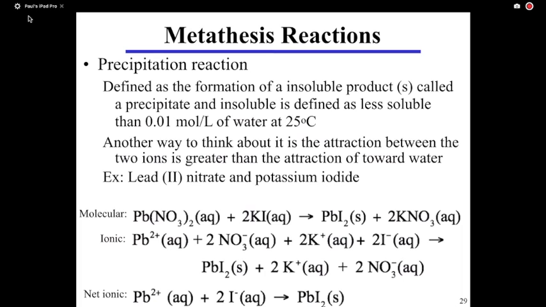Okay? The other way to think about this is that the attraction between the cation and anion is so strong that water cannot break them apart. And so an example, lead nitrate plus potassium iodide will lead to lead iodide plus potassium nitrate. When you take a look, the net ionic equation is lead 2 plus iodide leads to lead 2 iodide. And that is a precipitation reaction. That is what's actually happening.